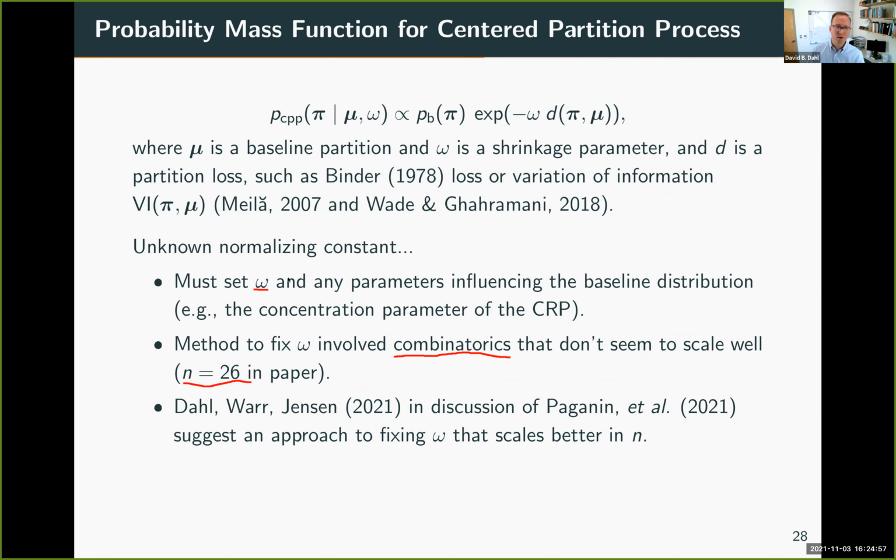But yet we can still follow their general framework to be able to fix the value of omega for larger n, as we suggested in our discussion of their paper in the Bayesian analysis paper. So that's nice, but nonetheless, the omega is still fixed. And not only is omega fixed, but any parameters influencing the baseline distribution, say, for example, the concentration parameter or the mass parameter of the Chinese restaurant process, that also needs to be fixed.